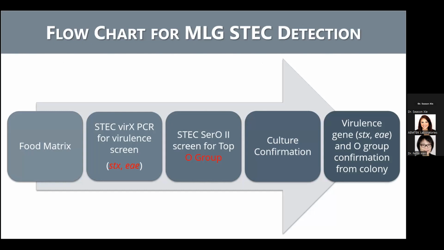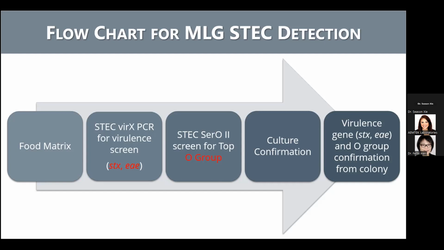Any sample that yields a presumptive positive result for STEC in the initial screening then proceeds to the next stage, known as the Big 7 O group screen using the serial real-time PCR. If the O group screen produces a negative result, the final result will indicate a negative finding. However, if the O group screen yields a positive result, further culture confirmation is required in order to get an isolate.